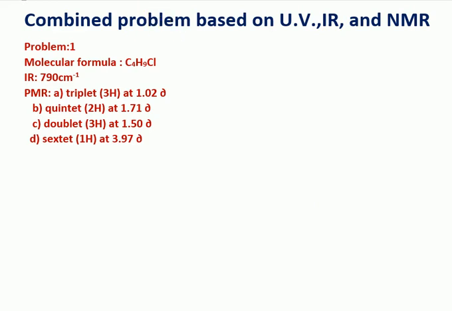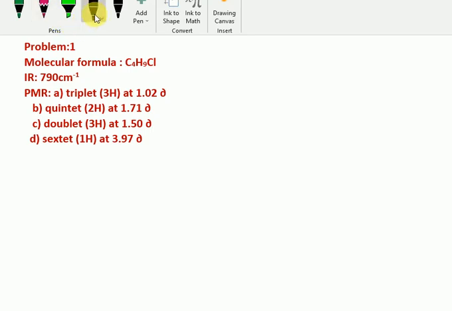So let us solve the problem. The first step to solve a spectroscopic problem, if we have the molecular formula, is to determine the site of unsaturation. So we have the molecular formula here, that is C4H9Cl. Let's calculate the site of unsaturation.